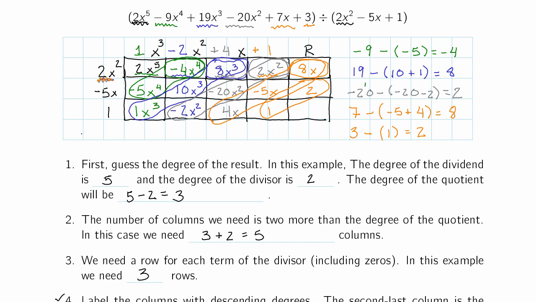The quotient we just found is x to the third minus 2x squared plus 4x plus 1. And then our remainder was 8x plus 2, and we put that over our divisor, 2x squared minus 5x plus 1. Now again, some students find this easier, some find it harder than the other method for long division. You should use whichever method you prefer.